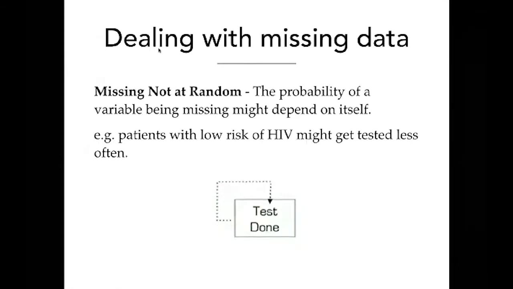The data can also be missing not at random, and that means that the probability of the variable being missing depends on itself. An example of this might be a patient with a low risk of HIV might get tested for HIV less often. Makes sense.